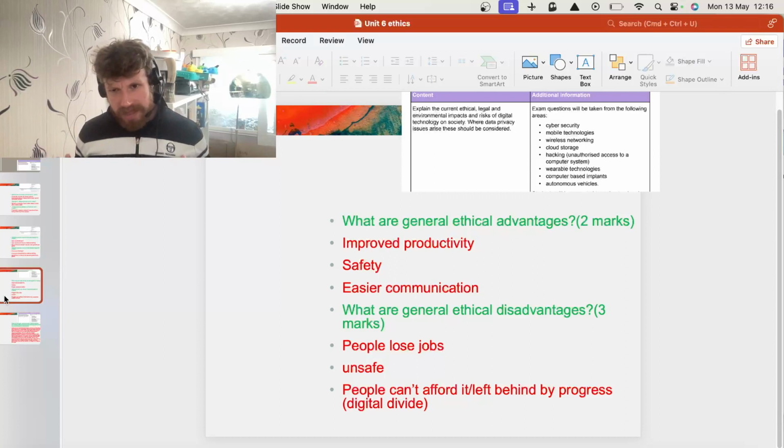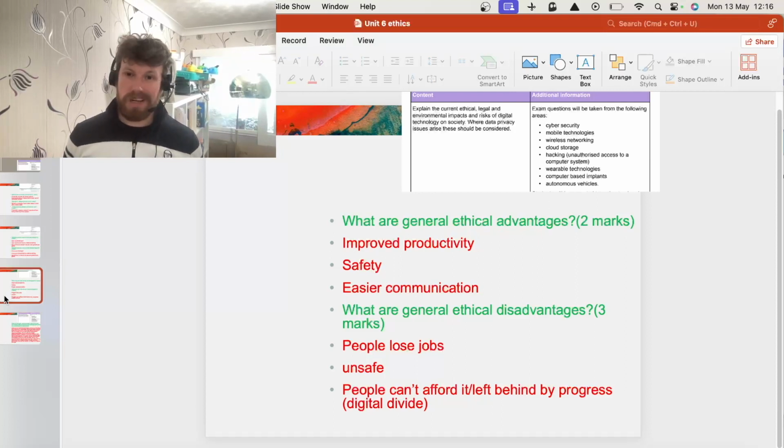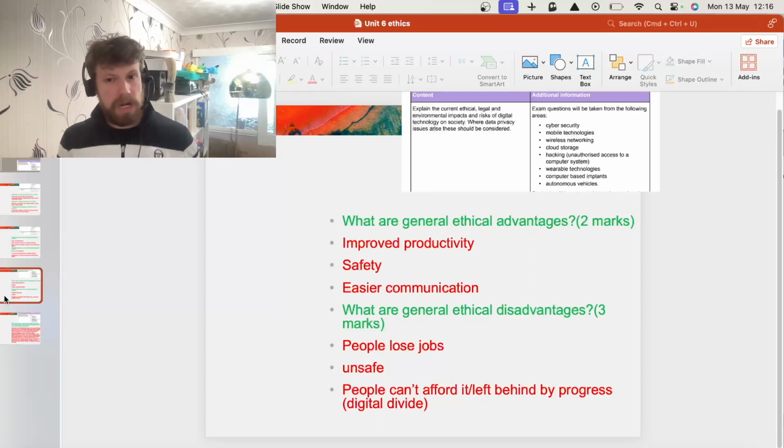Now, the ethical advantages: improve productivity. So let's have a little look about how I can relate that to a question. If we said improve productivity, I could say autonomous vehicles. People can drive, right? And then they can get on with work because they don't have to focus on driving. That's improved productivity.